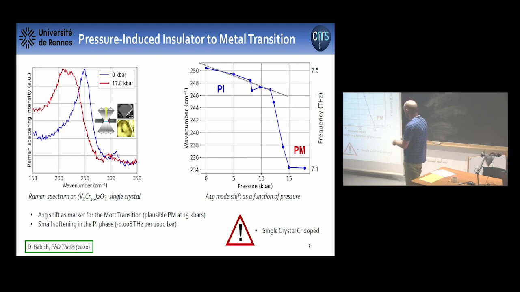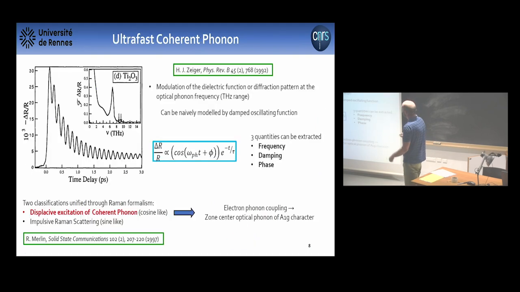Still, something you have to keep in mind compared to what we are doing: we are in the single crystal chromium doped materials, right? So of course you heard already a tiny bit about Coherent Phonon spectroscopy, and indeed this is another way to access A1G modes in materials, but this time in a strongly out of equilibrium case and in the time domain. This is really oversimplified the way I describe this, so I apologize, but in a nutshell, what you will observe if you have this kind of phenomenon is a modulation of the dielectric function or the diffraction pattern at the optical phonon frequency.